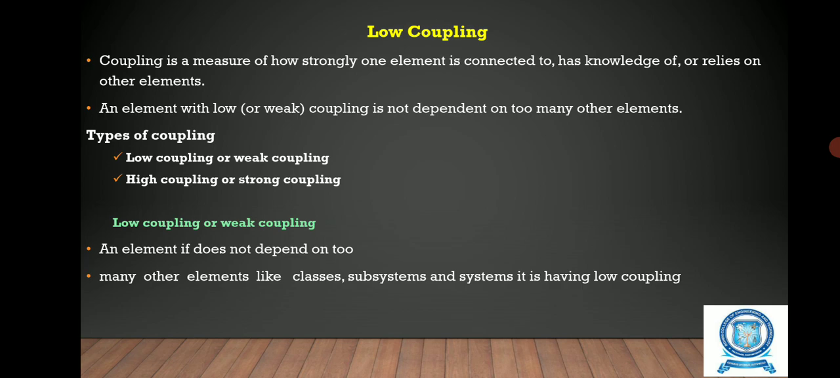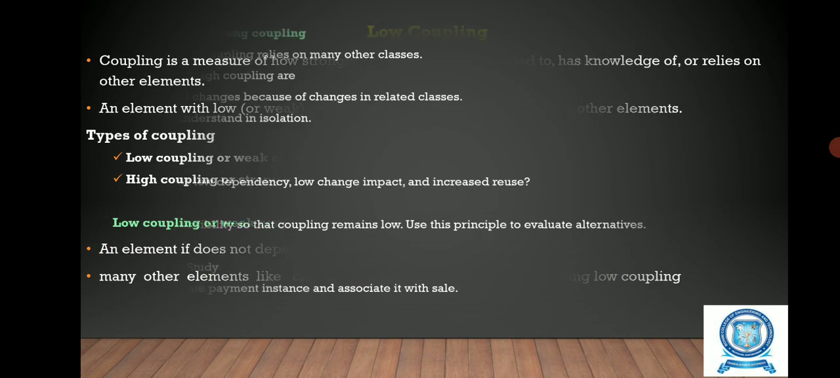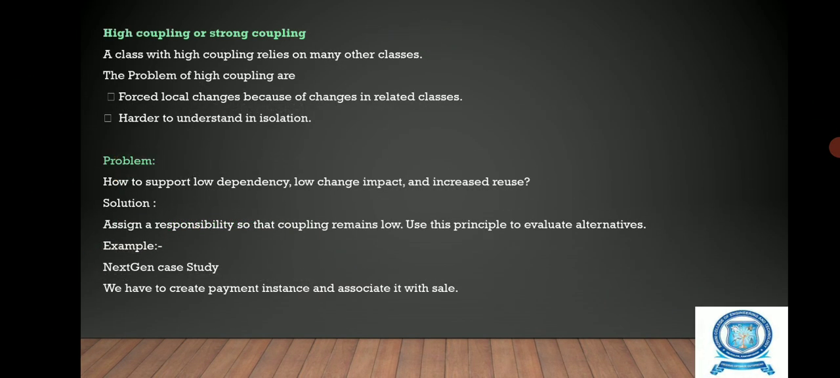First let us see about low coupling or weak coupling. If an element does not depend on too many other elements like classes, subsystems and systems, it has low coupling. High coupling or strong coupling: a class with high coupling relies on many other classes. The problems of high coupling are forced local changes because of changes in related classes, and it is harder to understand in isolation.